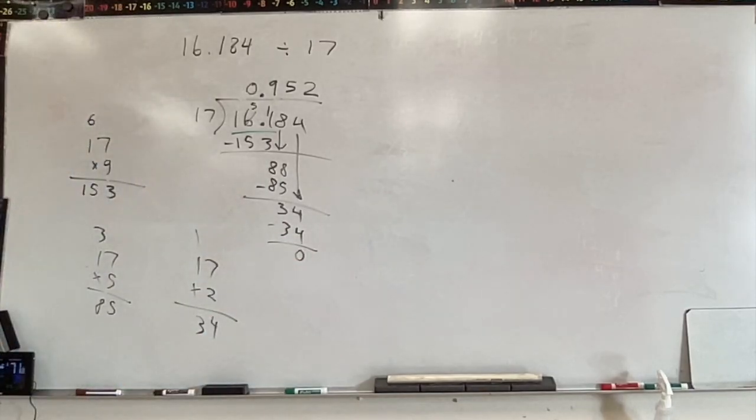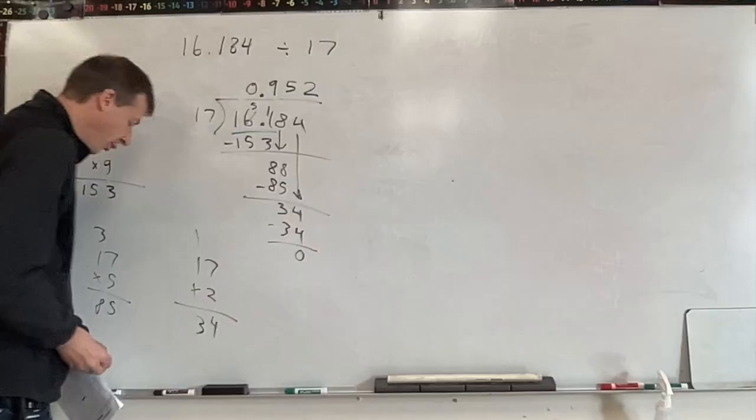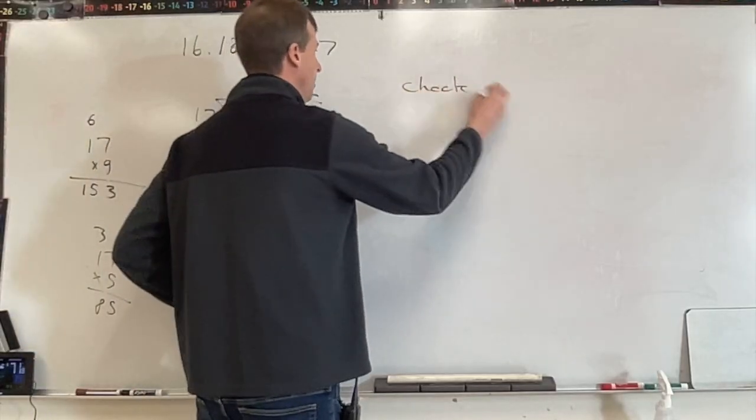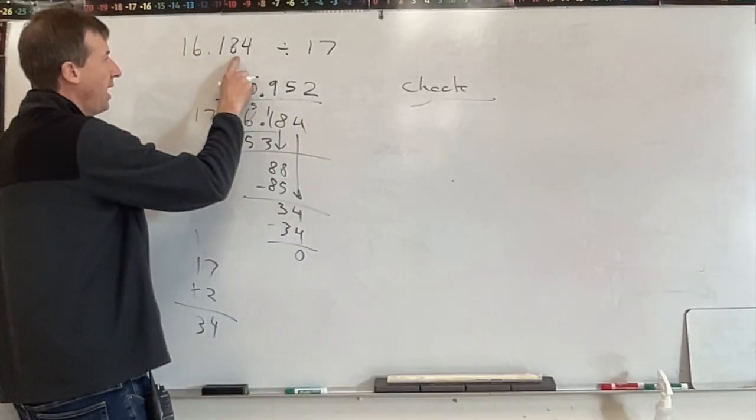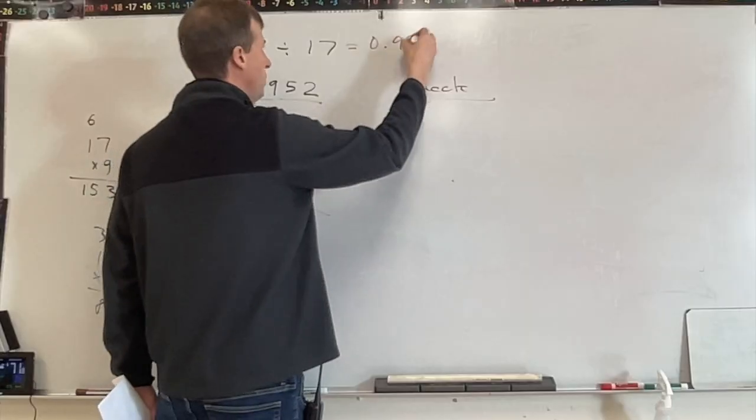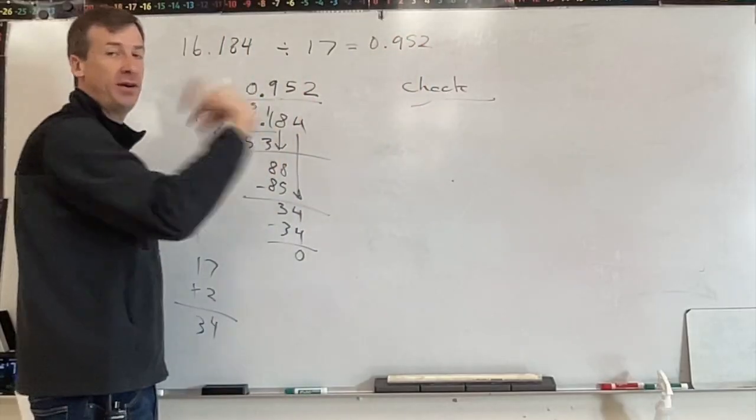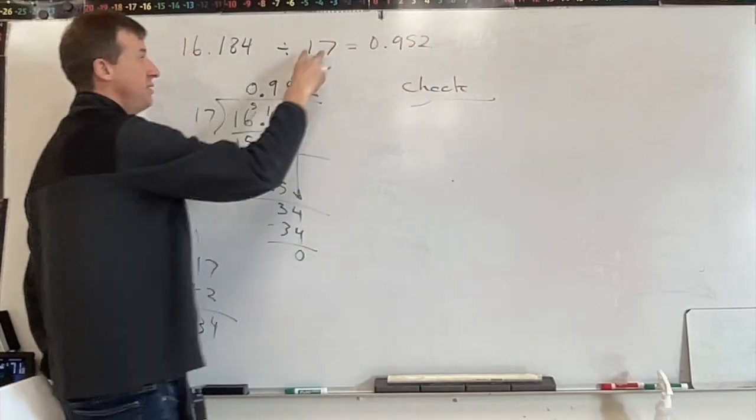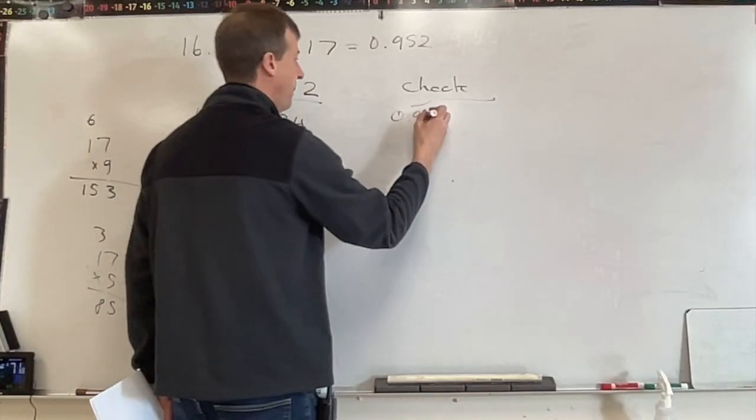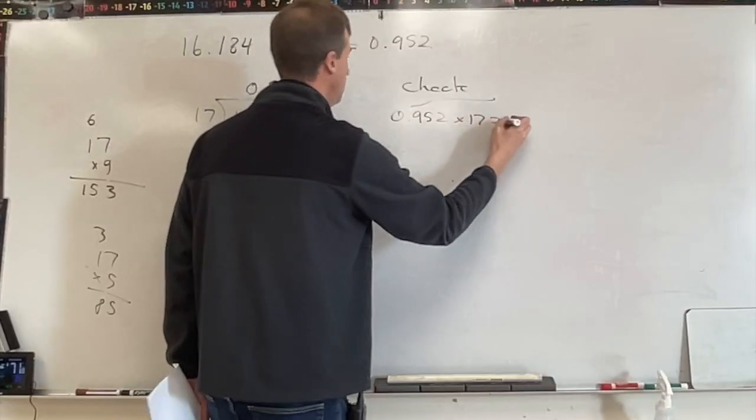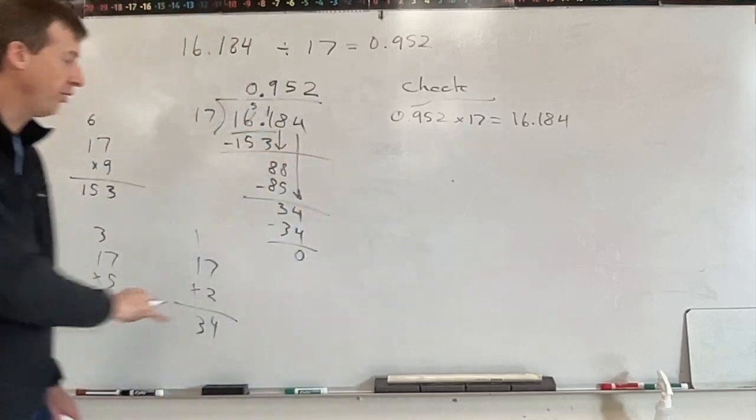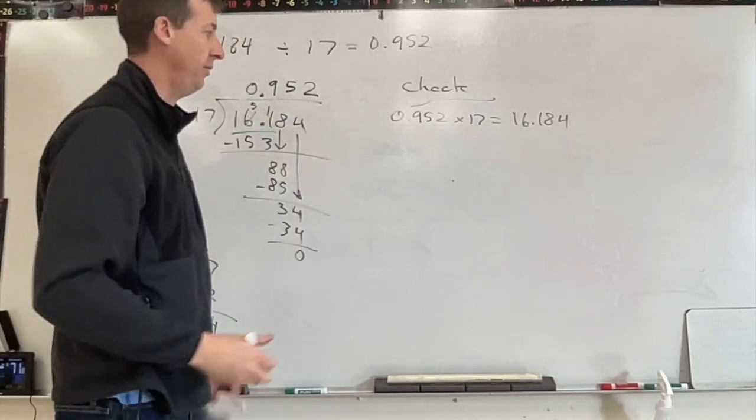All right. Awesome. We've got the answer, but it's not enough. We need to check our answer. So let's go ahead and just check this out. So I'm saying 16.184 divided by 17 is equal to 0.952. If that's true, then the reverse is true. 0.952 times 17 should give me 16.184. Make sure on your homework you're not only doing the work, but you're checking it when you're done.